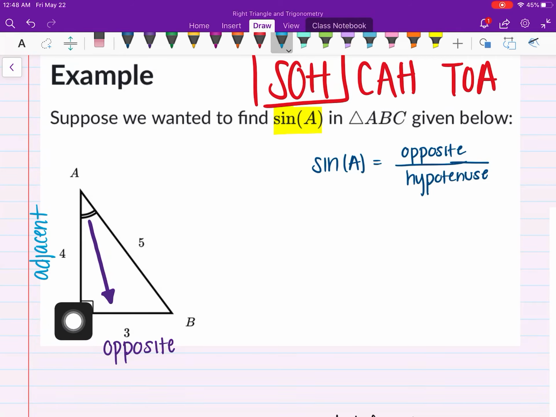And in this case, the final one, which is the hypotenuse, is the side that's opposite to the right angle, which in this case would be the 5. So the side opposite to our right angle would be the hypotenuse.